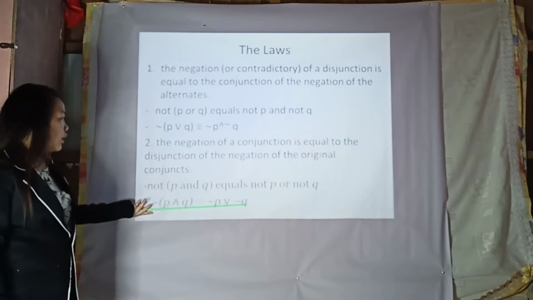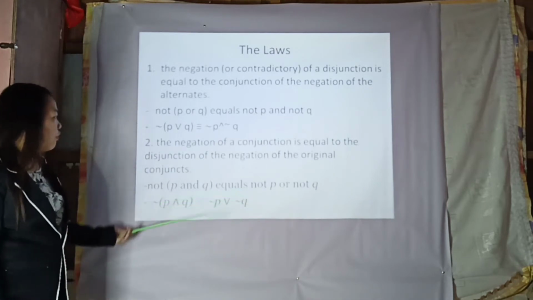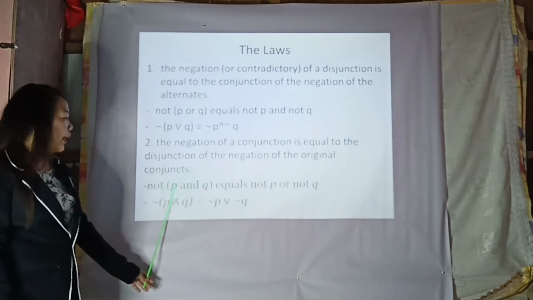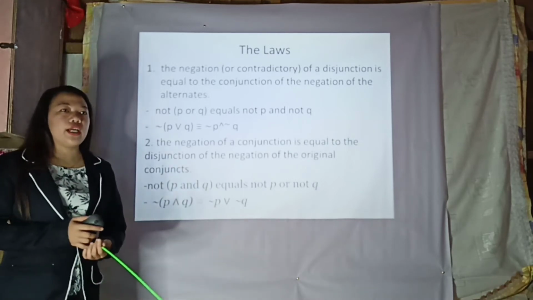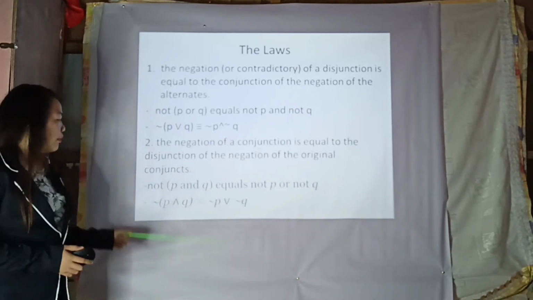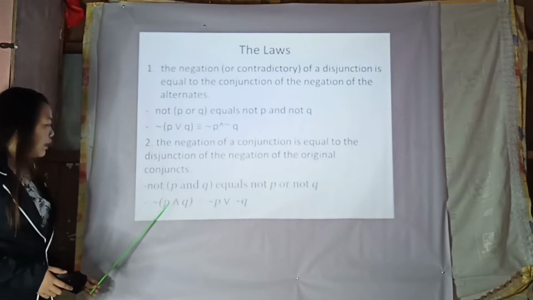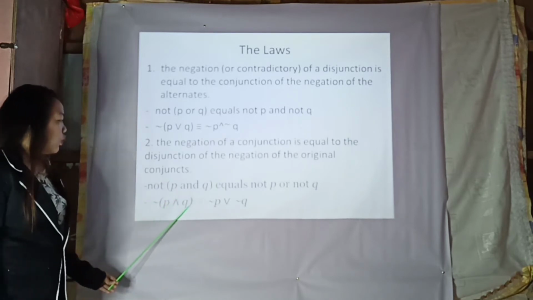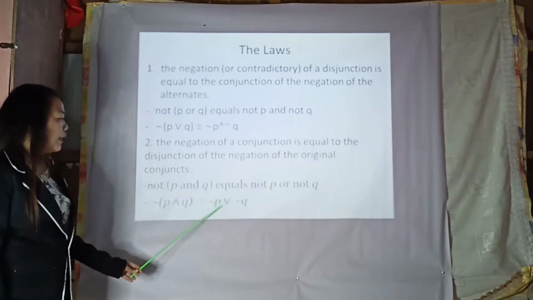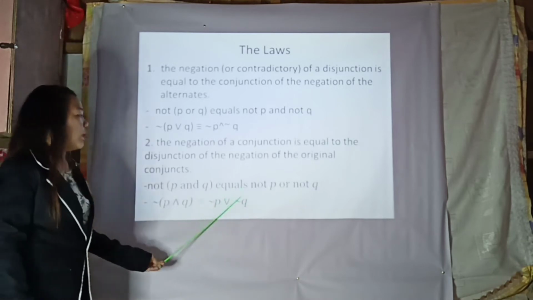Then this would also be the symbolic form of the second law of De Morgan's law for logic: not (P and Q) is equal to not P or not Q.